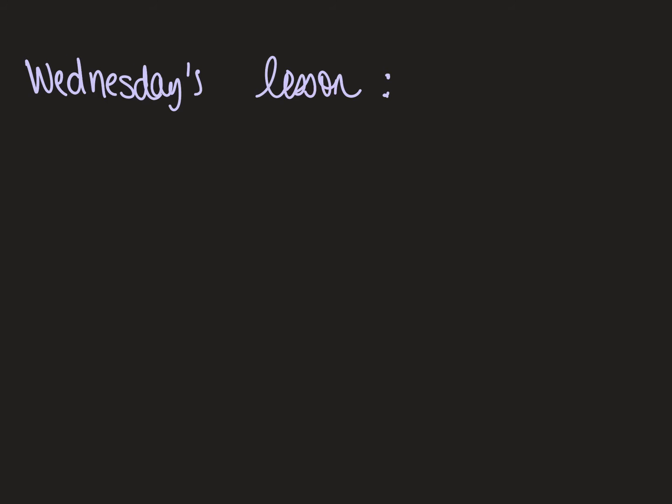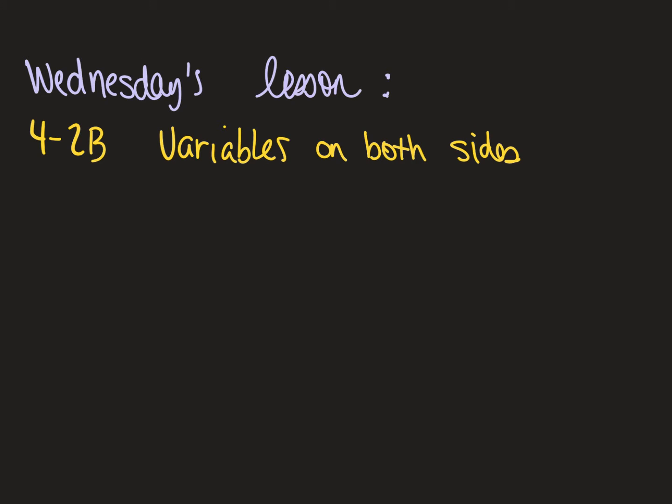It's to talk about Wednesday's lesson, Wednesday, December 1st, and it comes from the book 4-2b, and we're going to have variables on both sides of the equation. So let's do a little review question.